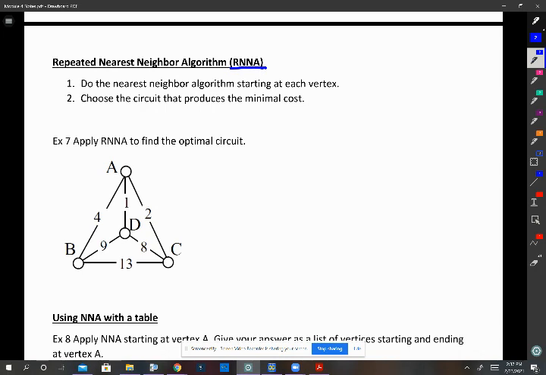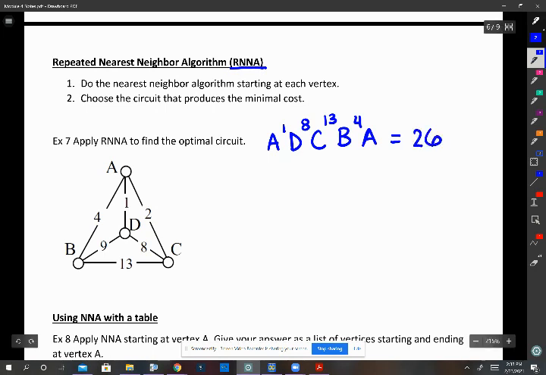Right now, we started with A, which we just did. So if I do A, I go to D, which is 1 space, and then I went to C, which was 8 spaces, and then I went to B, which was 13, and then back to A, which was 4. And so that's my first path. And so then I add those all up. So we have 9, 14, 13. So we have 26.